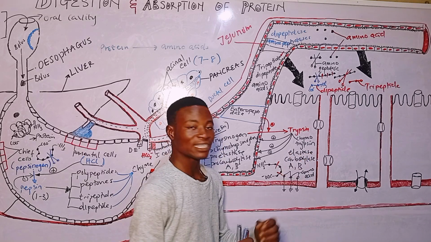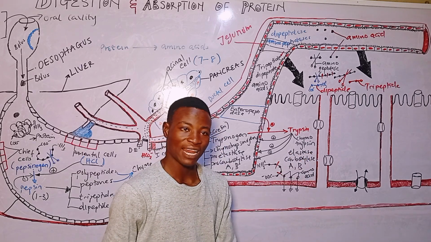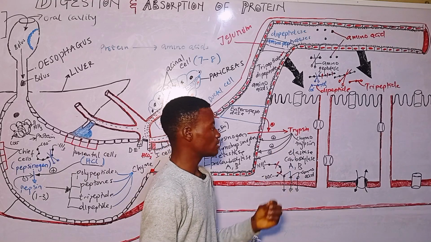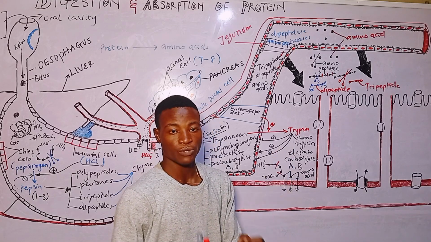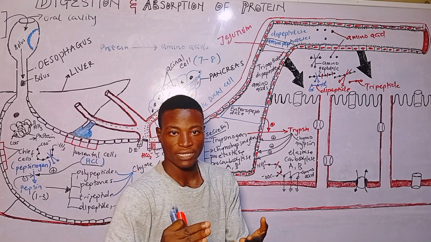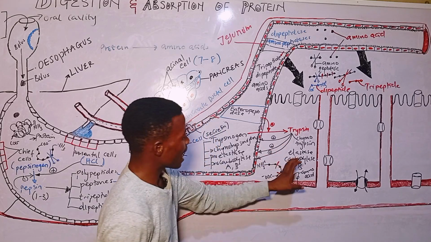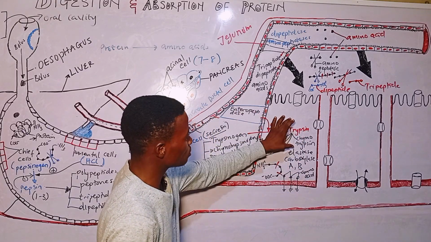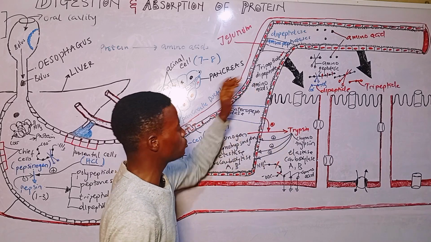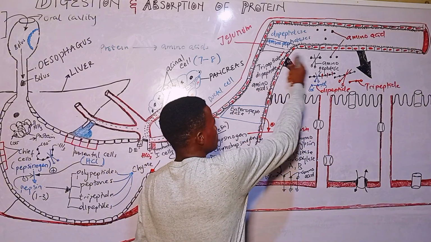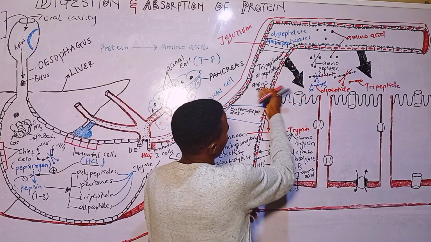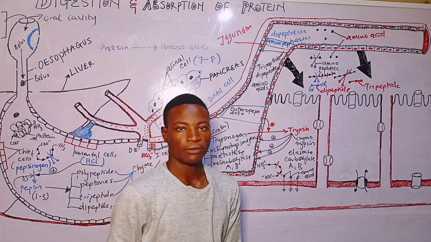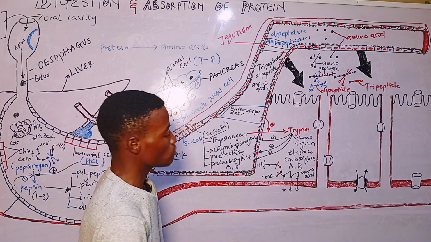Then elastase also targets neutral amino acids like glycine, any neutral amino acid. At the same time, chymotrypsin does that as well, targeting neutral amino acids. Then the product that we're going to have due to the action of these enzymes is tripeptides, dipeptides, amino acids, and some low molecular weight polypeptides. Right? Low molecular weight polypeptides. That's basically what we are going to have.